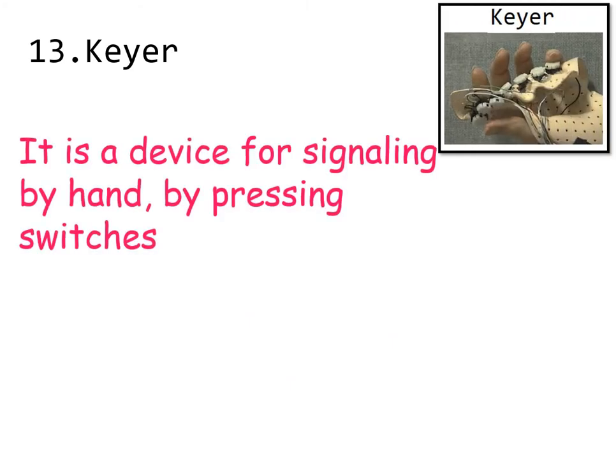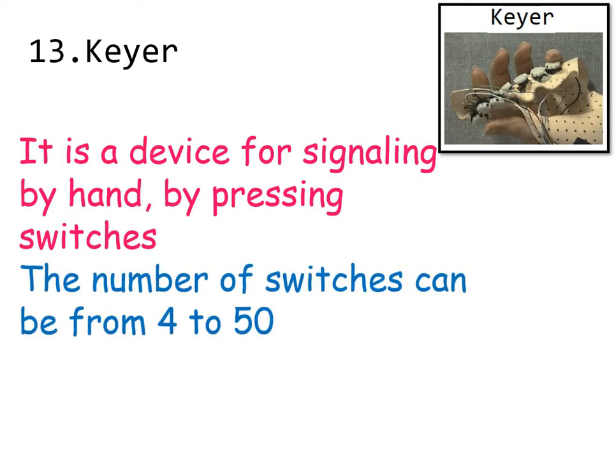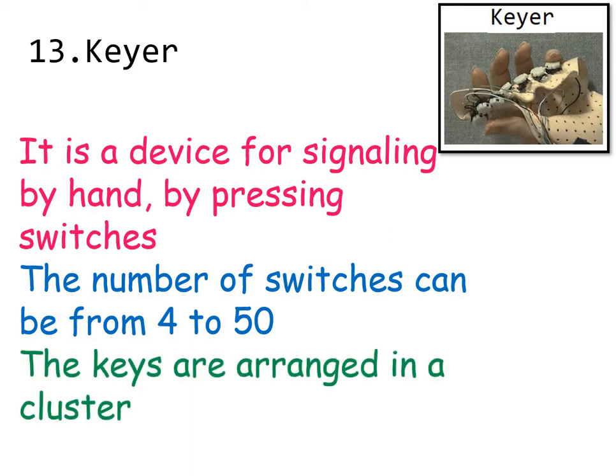Keyer. It is a device for signaling by hand by pressing switches. The number of switches can be from 4 to 50. The keys are arranged in a cluster.